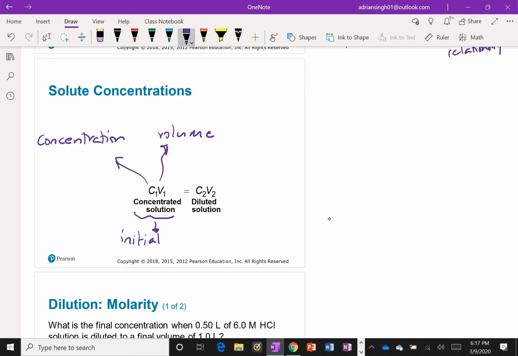So the product of the initial concentration times the initial volume is equal to the product of the final concentration times the final volume. So C1V1 is equal to C2V2. That's in a general sense, or sometimes you'll see in your textbook M1V1 equals M2V2. It means the same thing. M there just means molarity. C here is concentration. You can stick in any concentration unit here, as long as they're the same units on both sides of the equation.